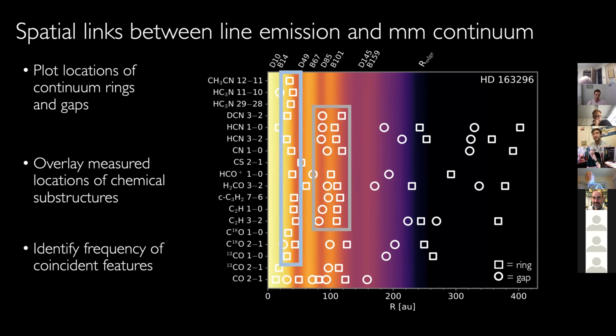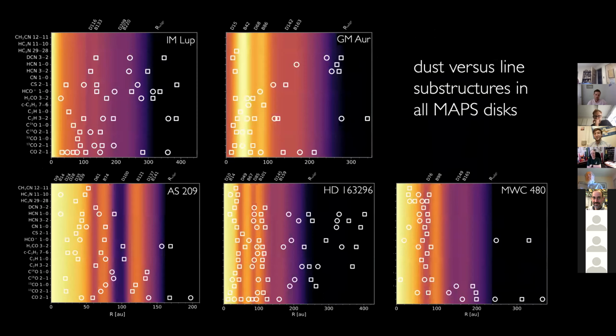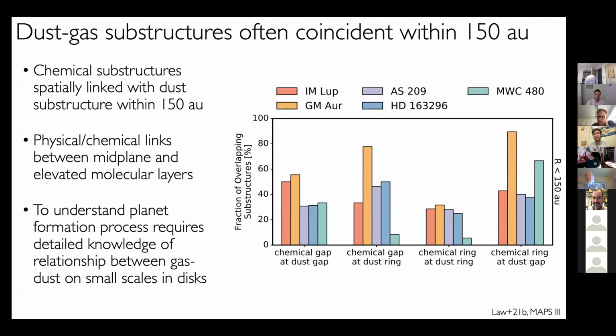And so this is only one disk. You might ask, did we do this for all of the MAPS disks? And we did. So here's somewhat of an overwhelming slide. I don't have time to show all of the data, but we did this for every single line that we could for all 5 disks and compared them with the dust. Rather than trying to squint and interpret this plot, I'm just going to jump to the conclusion. And that is that in general, within 150 AU in these disks, the dust and the gas are well associated. We see links being very common between the chemical substructures and the dust substructures.